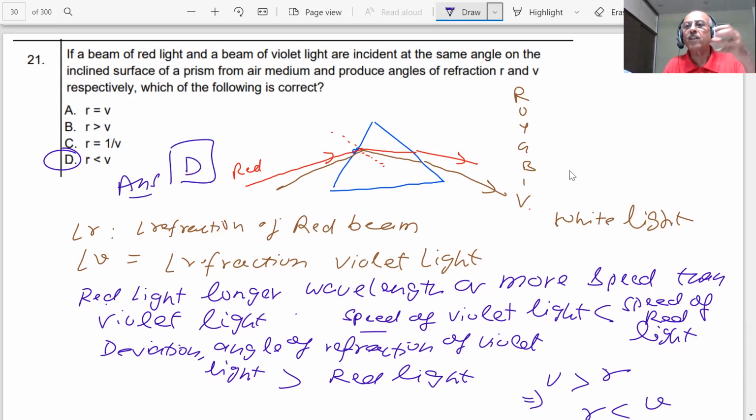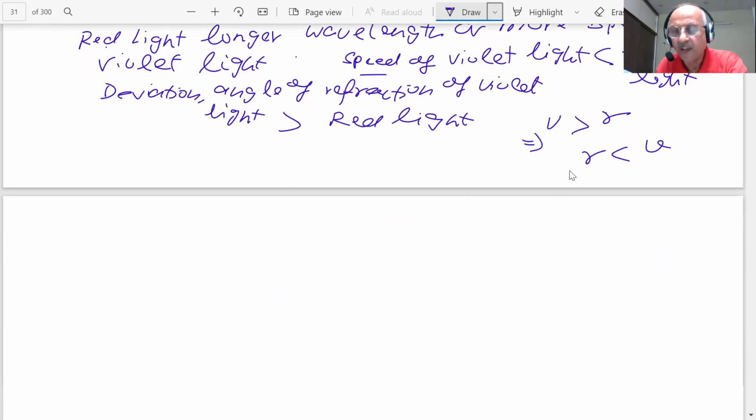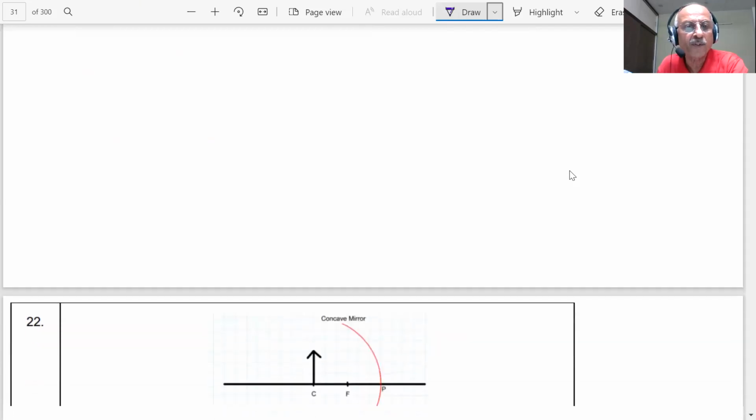The longer the wavelength, the more speed it travels with, and less is the deviation. And shorter the wavelength, then what will happen, students? Shorter the wavelength, lower is the speed. It will have greater deviation and a greater angle of refraction. That is our point. Next question, students.